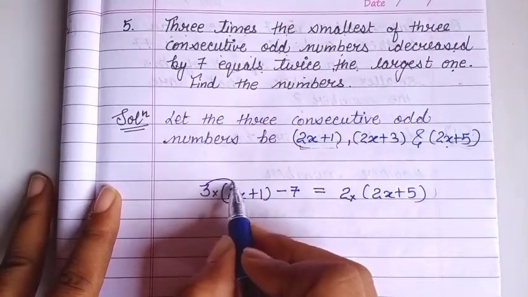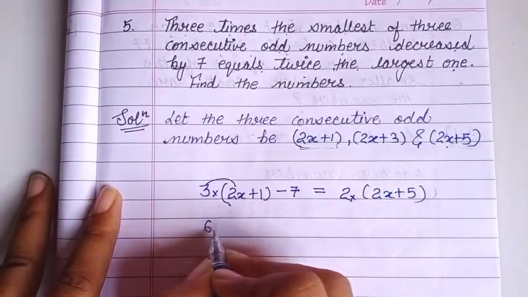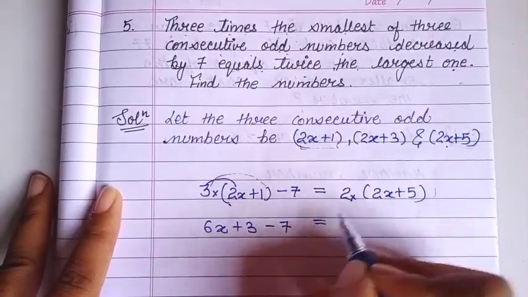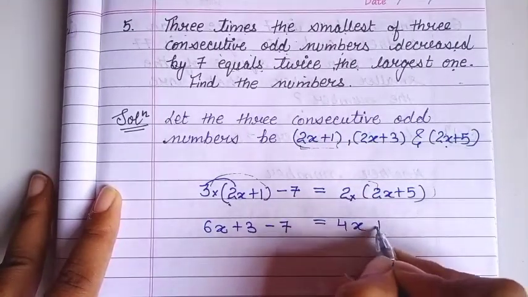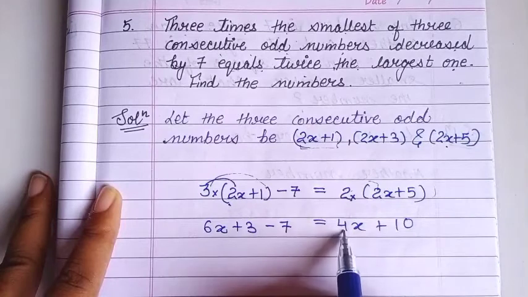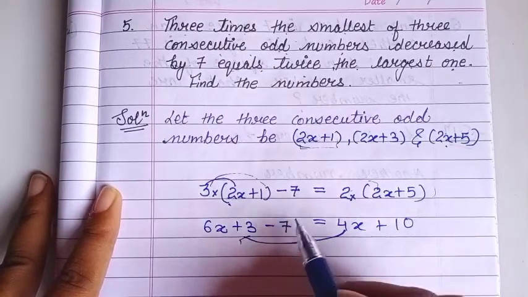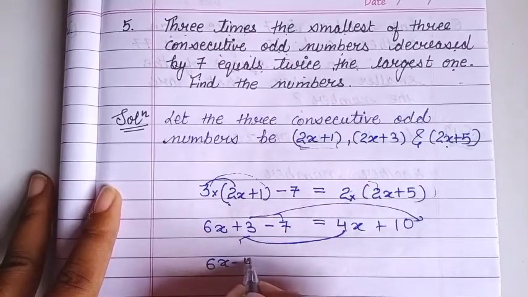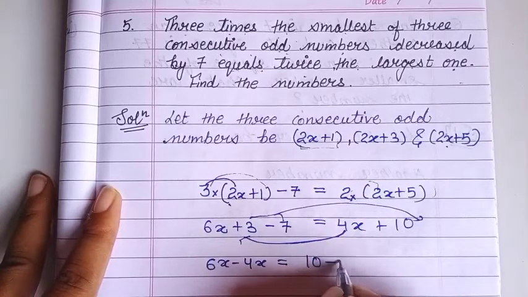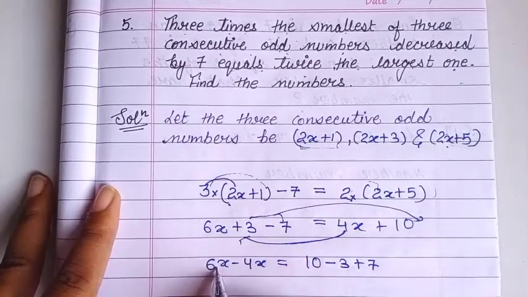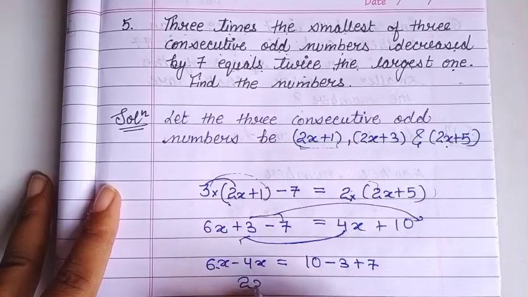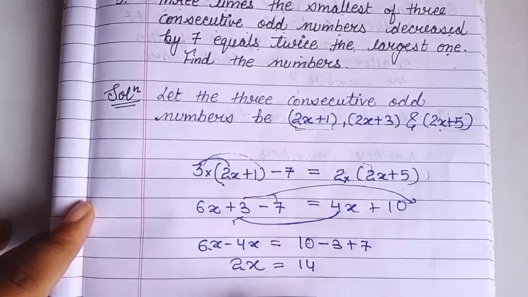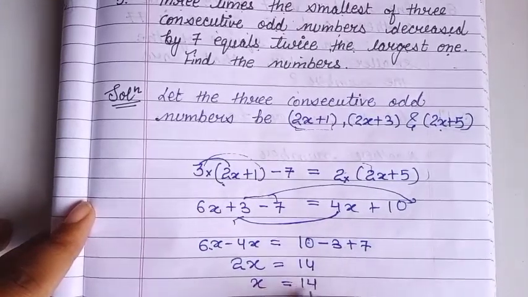Now solve it. This is the distributive property. 3 2s are 6x plus 3 1s are 3 minus 7 is equal to 2 2s are 4x plus 2 5s are 10. Move the terms having variables to the left and constant terms to the right. Right? 6x minus 4x is equal to 10 minus 3 plus 7. 6x minus 4x is 2x is equal to 10 minus 3 is 7, plus 7 is 14. 2x means 2 multiplied by x, so x is equal to 14 divided by 2.